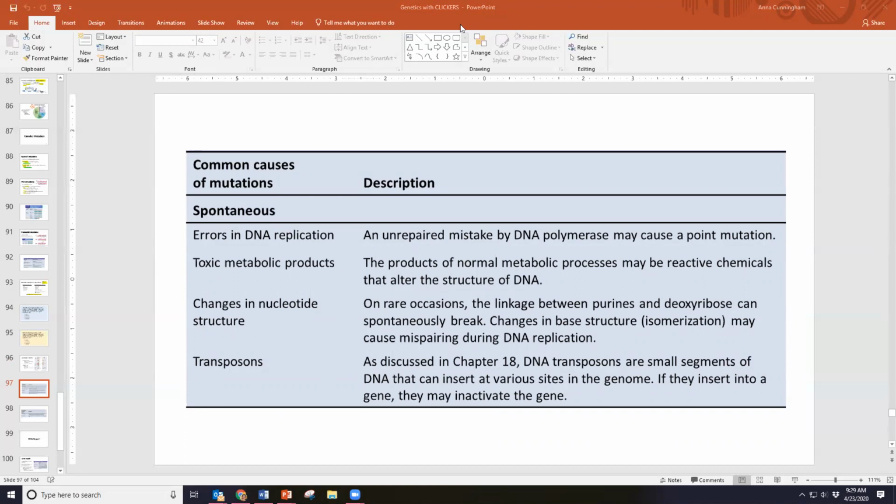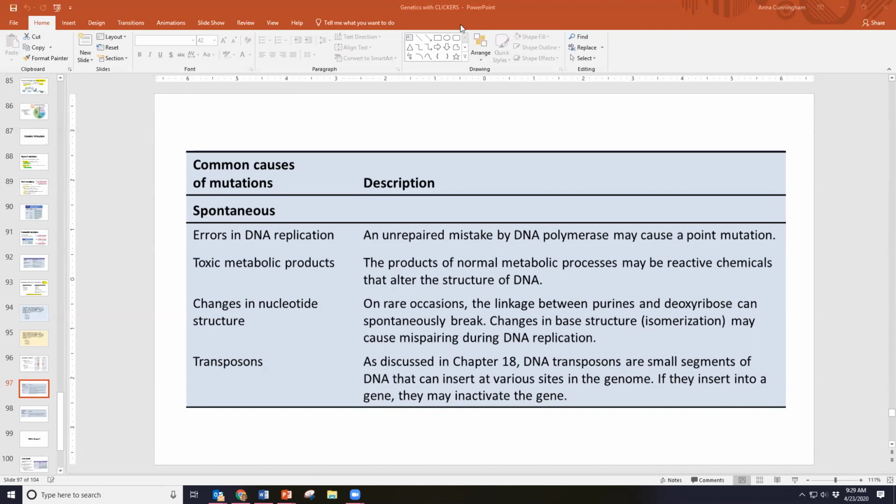We didn't really go into transposons, but I can talk about the ones that we did talk about. The first thing listed is error in DNA replication. When you're copying DNA, let's say your DNA polymerase pops in the wrong nucleotide. This is very rare because DNA polymerase has really good proofreading machinery, and your body also has a whole repair mechanism for detecting and changing these, which I'll tell you about in a minute.